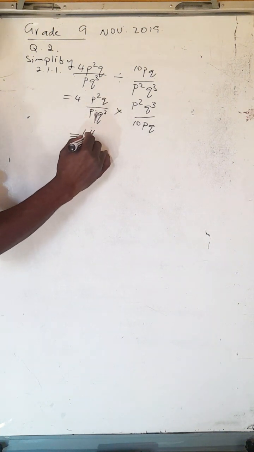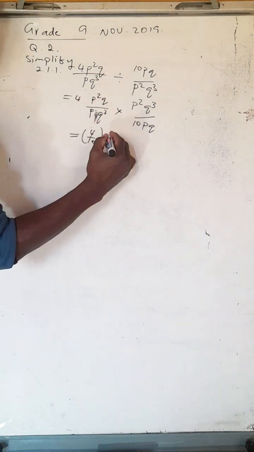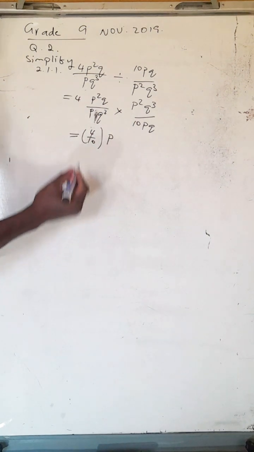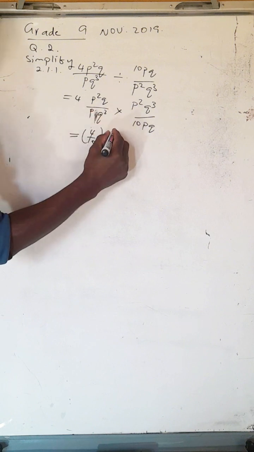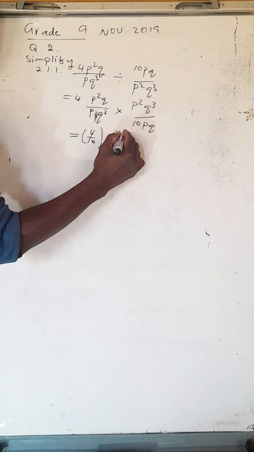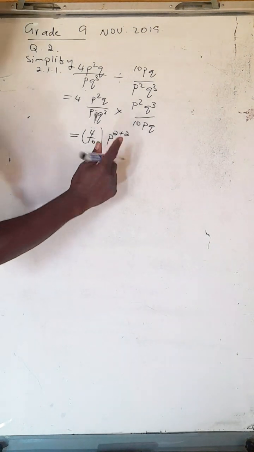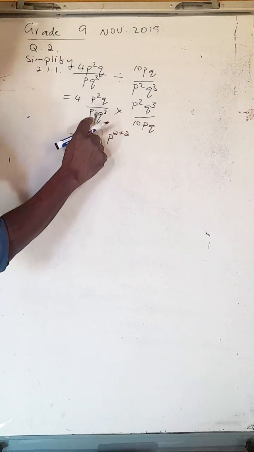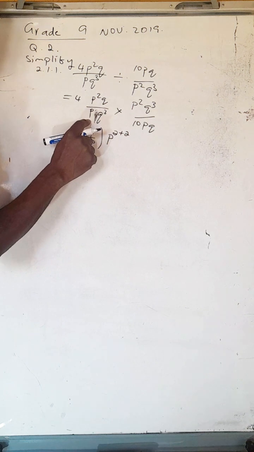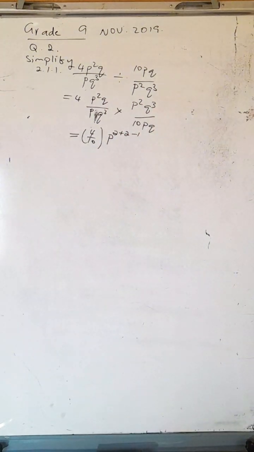Now I'm going to group these numbers. So this is 4 over 10. That 10 here, I'm going to put it here. And then I'm going to write the laws of exponents. The first p is to the power 2. The one that's on the same line is p to the power 2. So when we multiply similar base, we add the exponents, right? And then the one at the bottom is this p, that's at the denominator, so we're going to bring it up. So it's going to change the sign and become a minus 1.